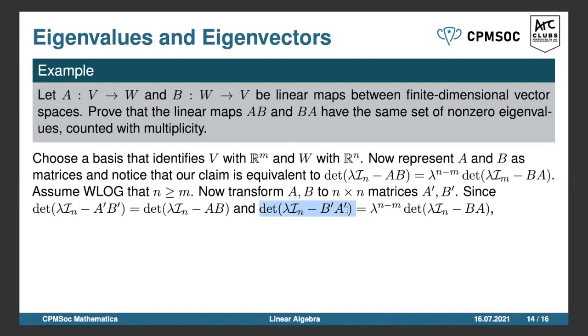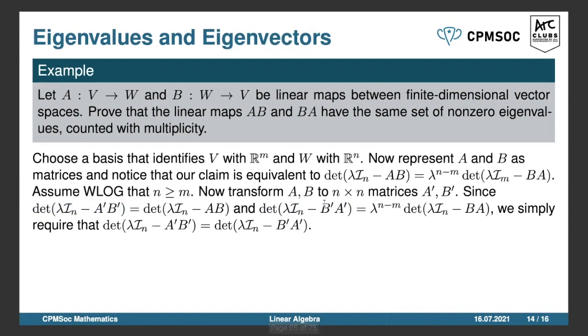which is true in general of n by n matrices, that swapping this difference here, when you subtract it from some scalar times the identity matrix, it doesn't actually matter which order you evaluate this in, the determinant is going to be the same. And because that's true in general for n by n matrices, this equation here has to hold, which means that AB and BA have the same set of non-zero eigenvalues counted with multiplicity.